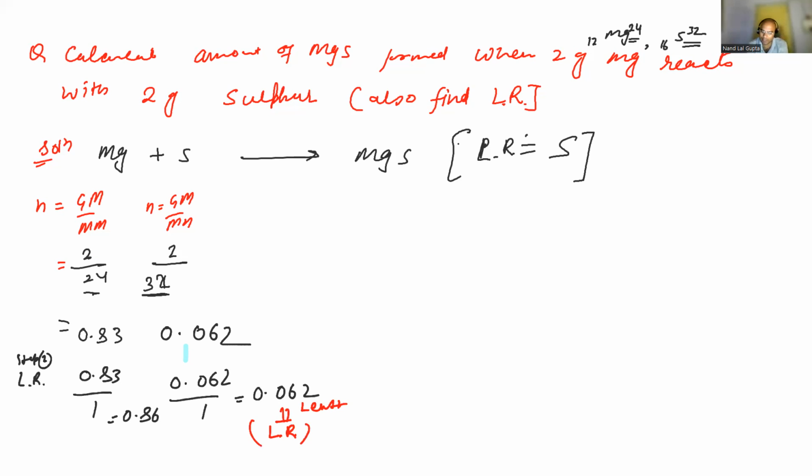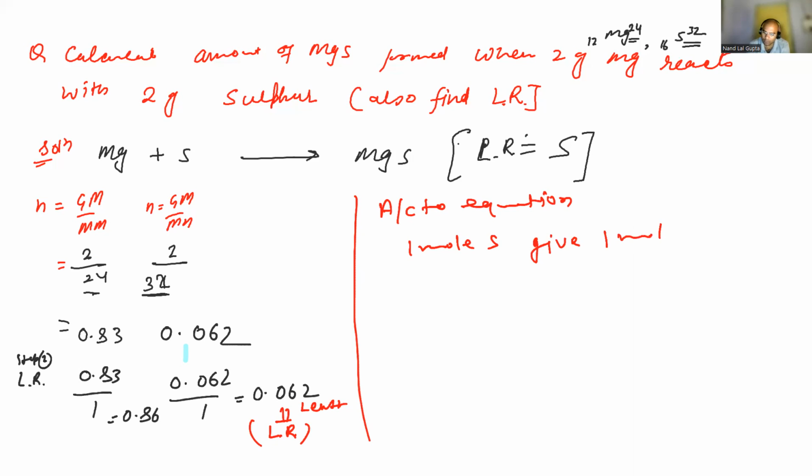Now you also do the calculation simultaneously and tell me. According to the equation, 1 mole sulfur gives 1 mole MgS. Now according to what is available, how much is available? So 0.83 mole, this is the available.